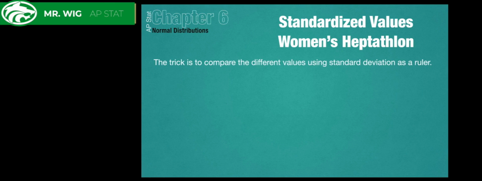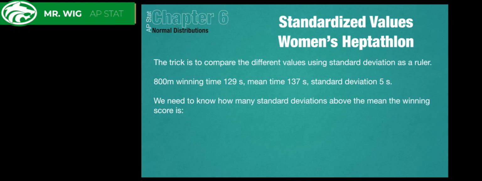The way we do this is we need to standardize it. We know that these things follow normal distributions, so the farther from the mean you are, the better it is. We're going to use the standard deviation as that unit of measurement. If you're 1 above, you're 1 standard deviation above. Let's find the Z-score for this one. We have a mean of 137 seconds, an actual time of 129, and a standard deviation of 5.